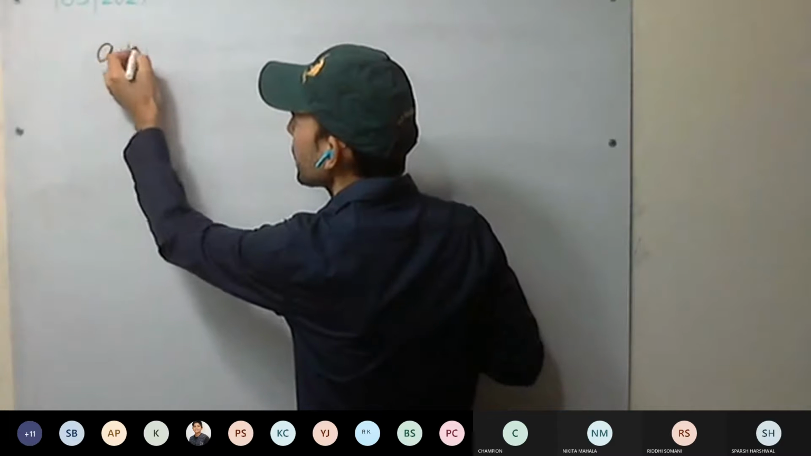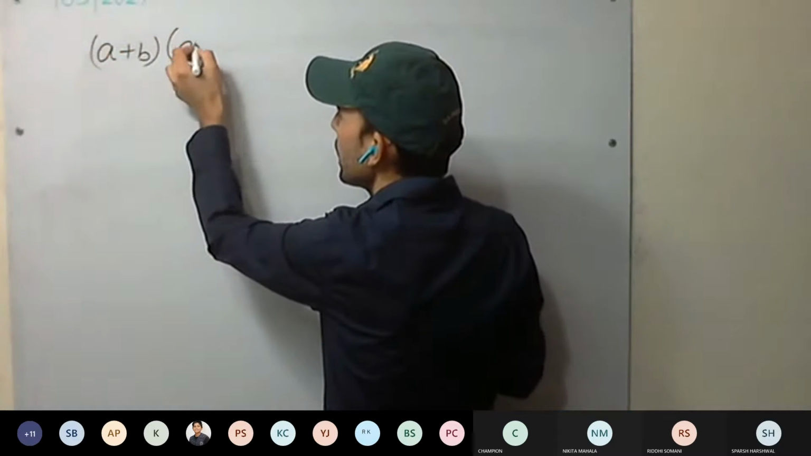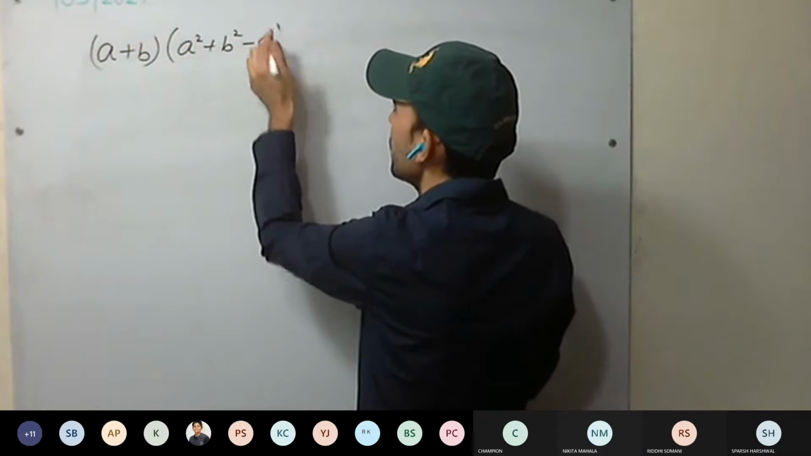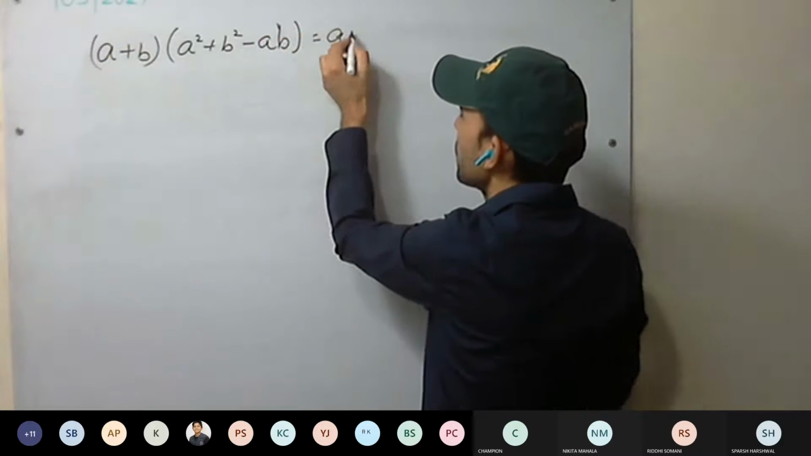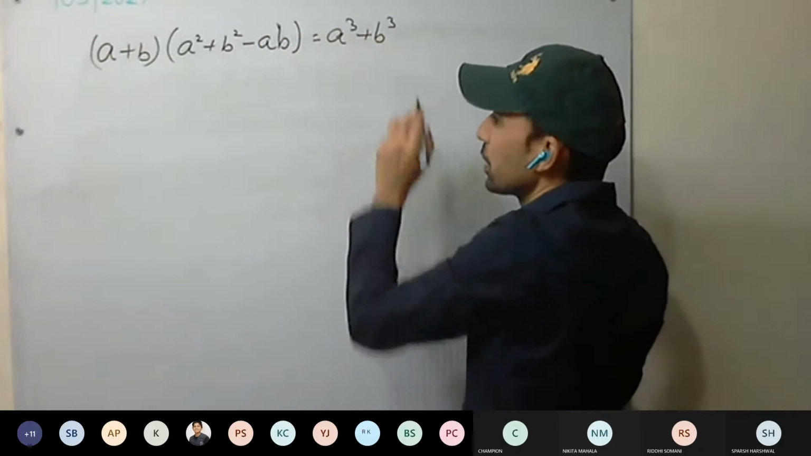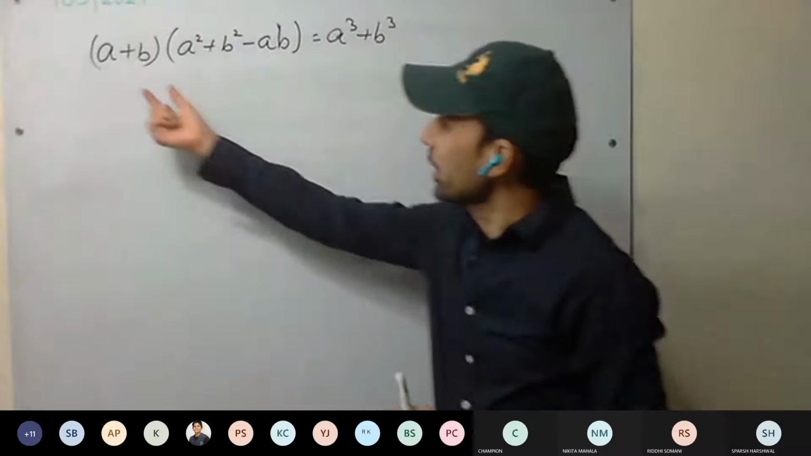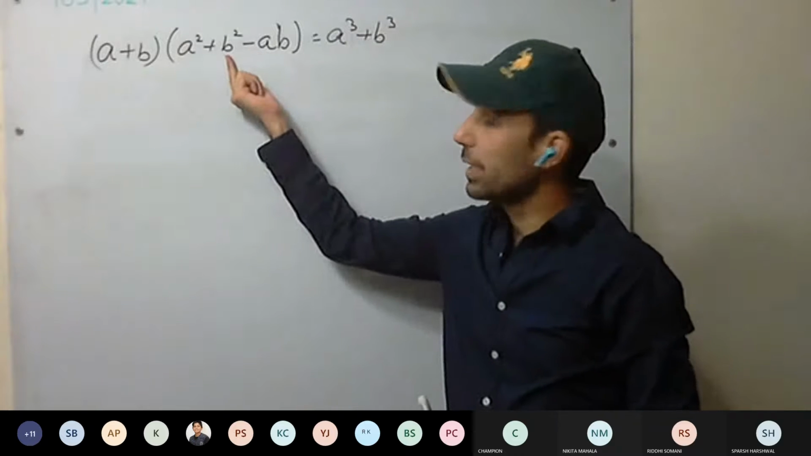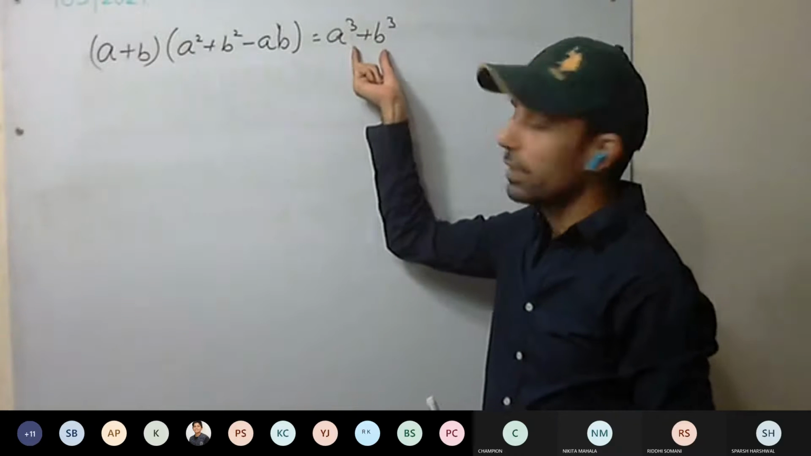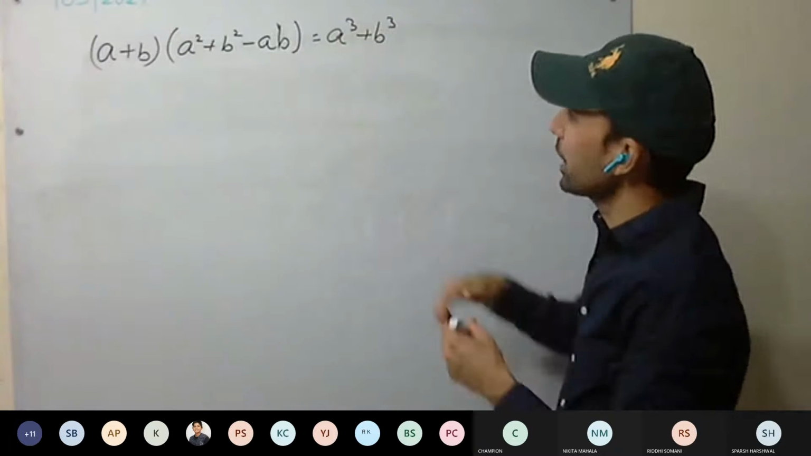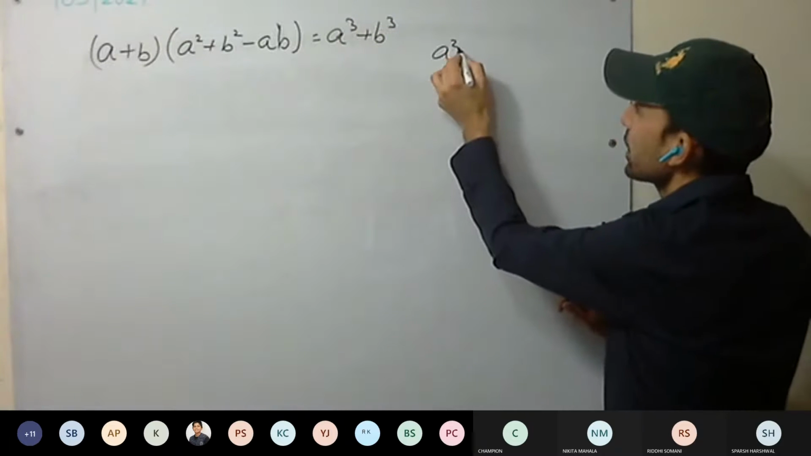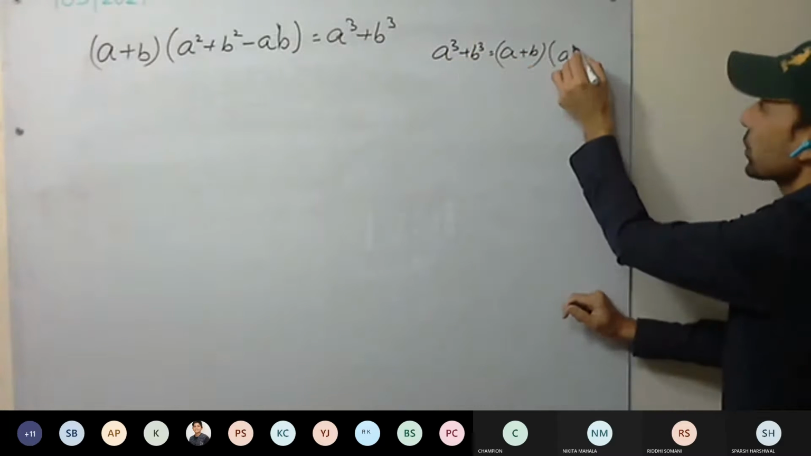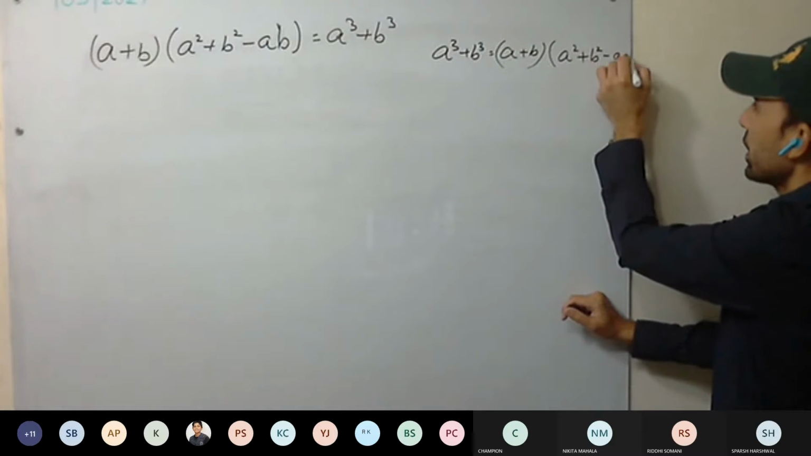We can write (a plus b) into (a square plus b square minus ab) equal to a cube plus b cube. See here, a plus b, a square plus b square minus ab, and we have multiplied them. We opened the bracket and saw that a cube plus b cube is coming. So you can remember it like this, or you can remember a cube plus b cube equal to (a plus b)(a square plus b square minus ab).